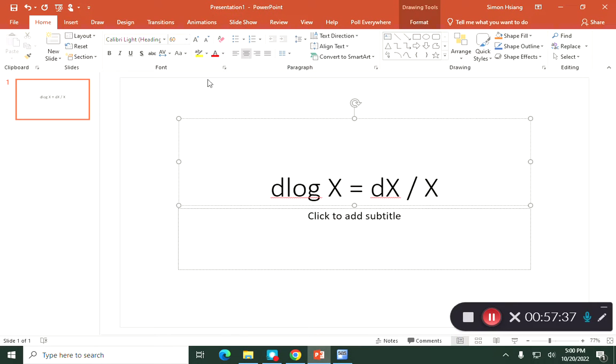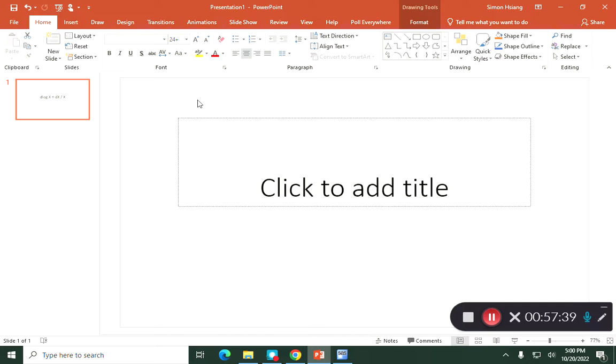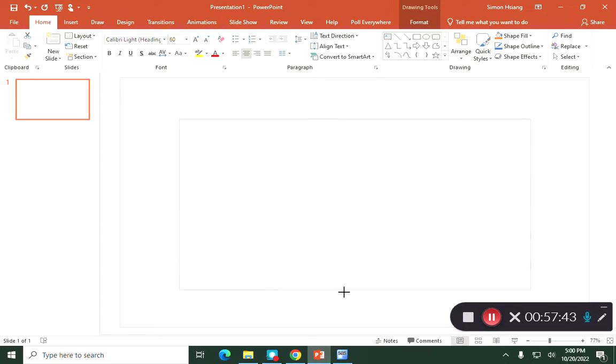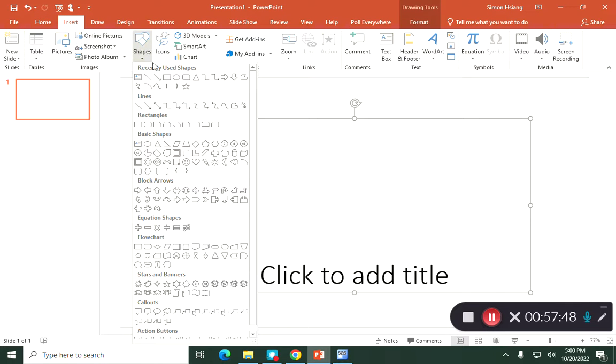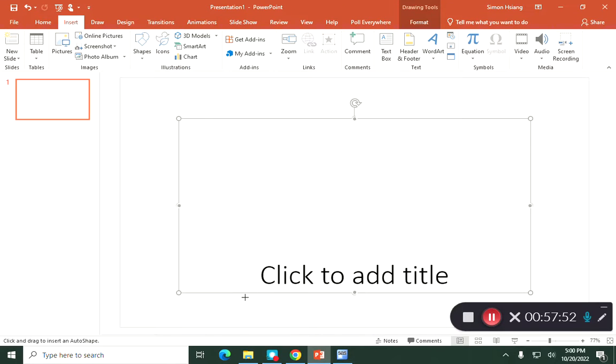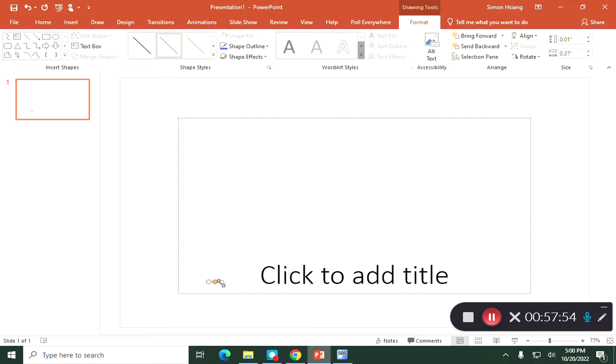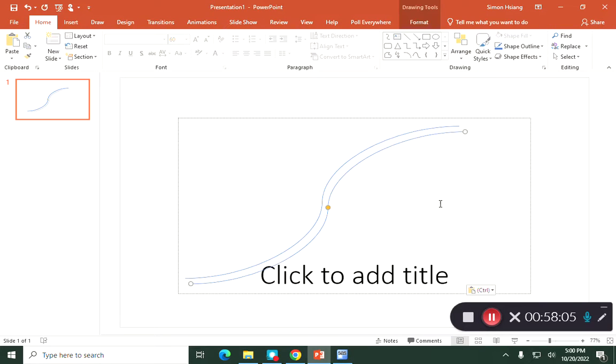Let me do it. I don't know if I can do it freehand, but let me try. Insert shape. Let me use this one. Okay, so consider this is my CDF function. No, let me do this first.